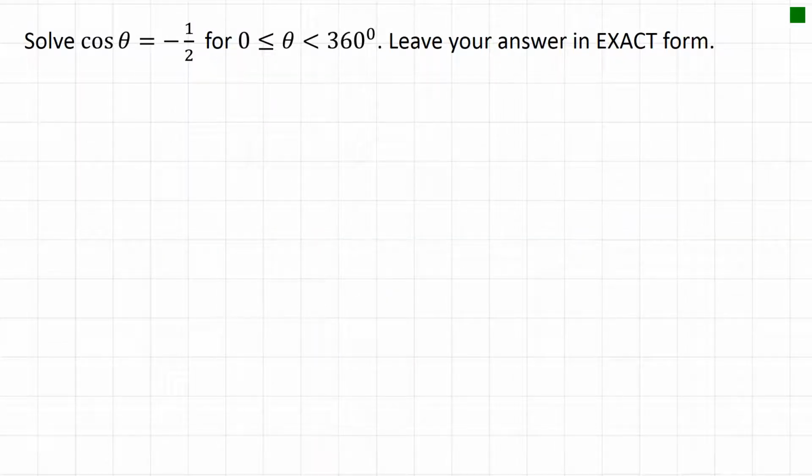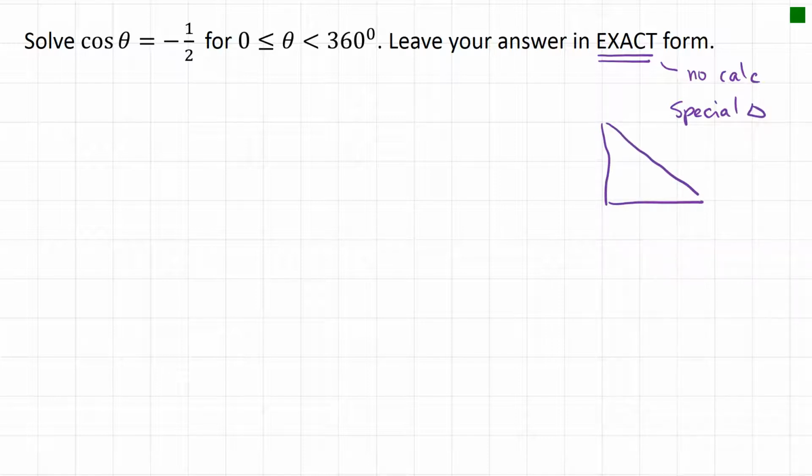So we're going to try all this over again, but this time we're going to look for answers in exact form. That is code word for no calculator, and you're going to use your special triangles. So let's remind ourselves what the special triangles look like. It's the 1, 1, root 2 triangle, where this is 45 degrees. And then the other one is the 1, 2, root 3 triangle, where this is 60 degrees and this one is 30 degrees.